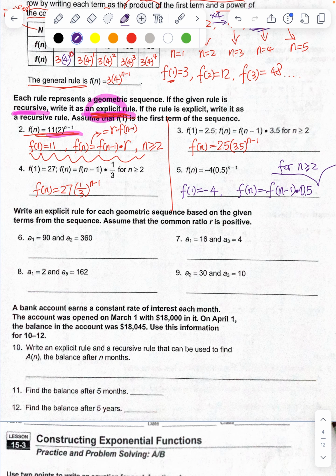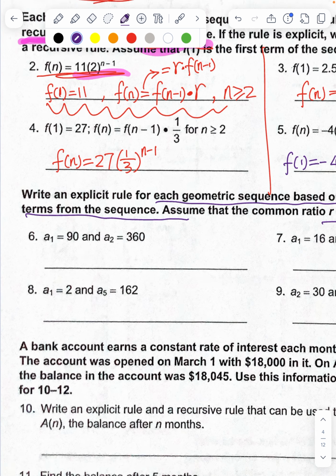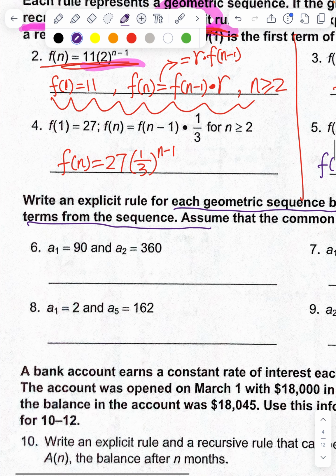Write an explicit rule for each geometric sequence based on the given term from the sequence. Assume that the common ratio r is positive. Okay, r is positive. So number 6, geometric sequence. Okay, the first term is 90.